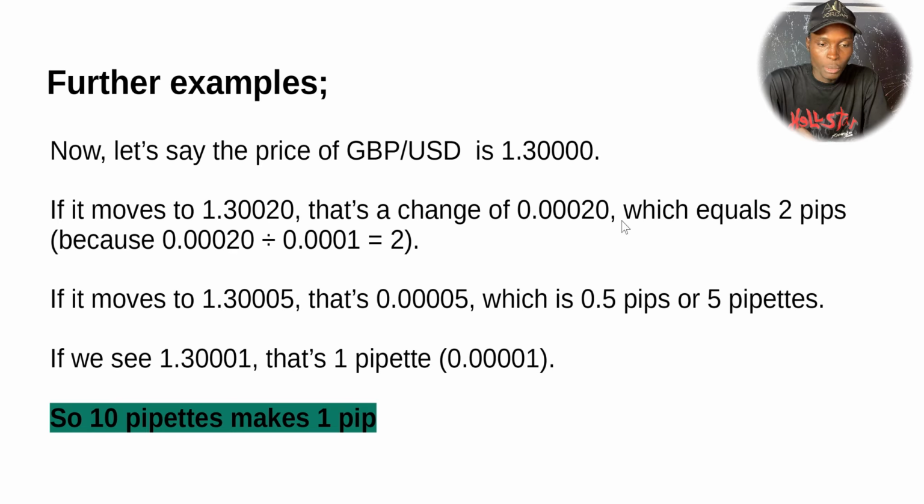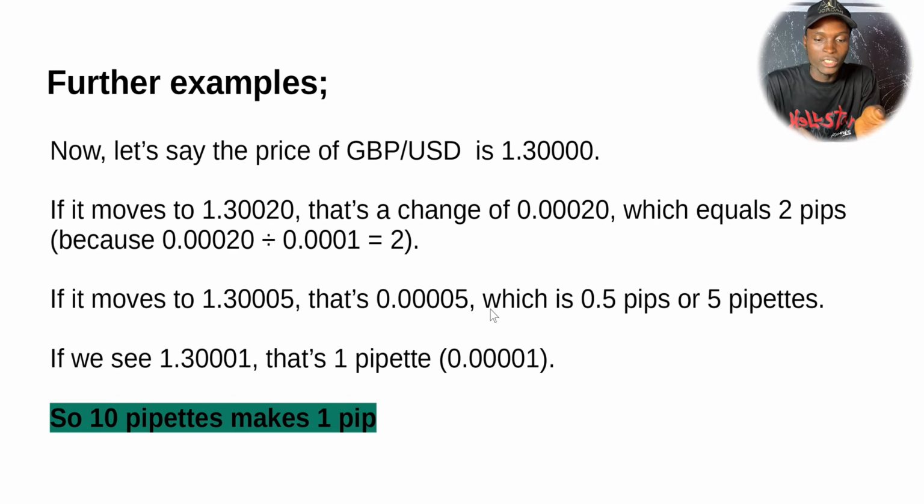The last one is your pipette. Now, because it is 0.00020, you divide it by the standard, which is 0.0001, and it's going to give you 2, which is just the typical 2 pip movement. Now, if it moves to 1.30005, that is a 0.00005 movement. You just take out the rest, just leave them as 0.